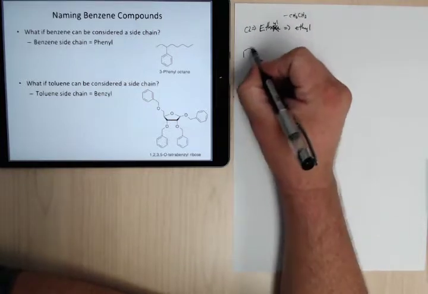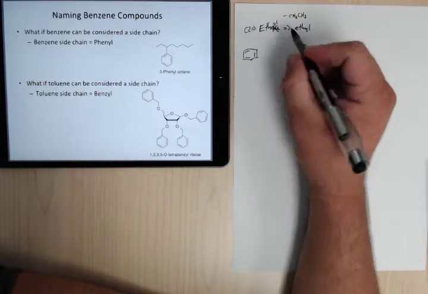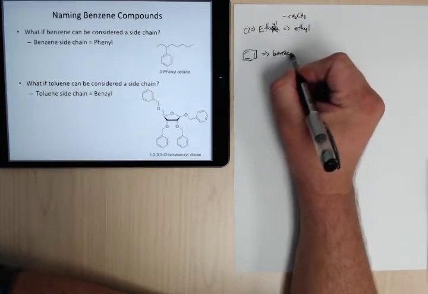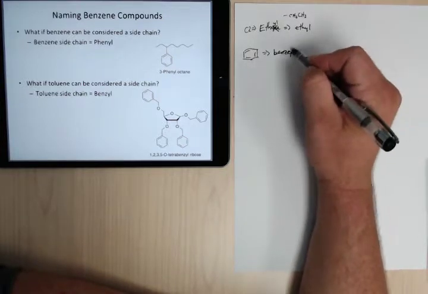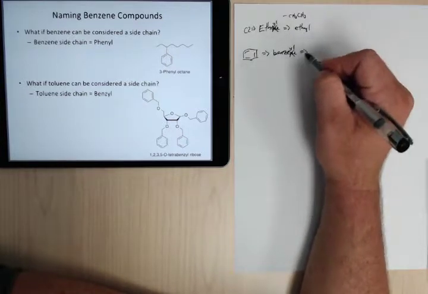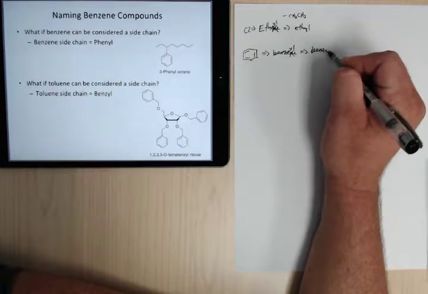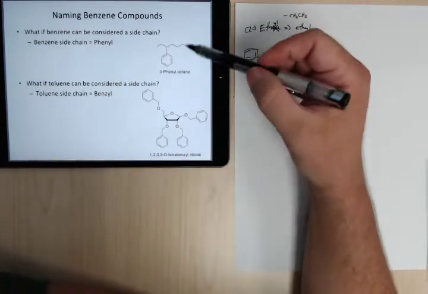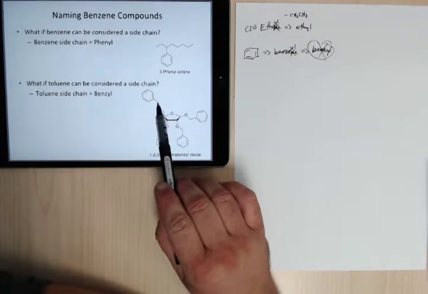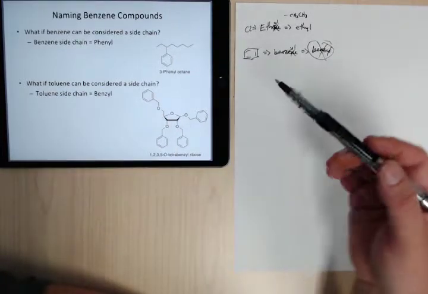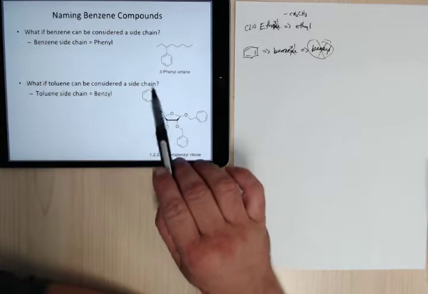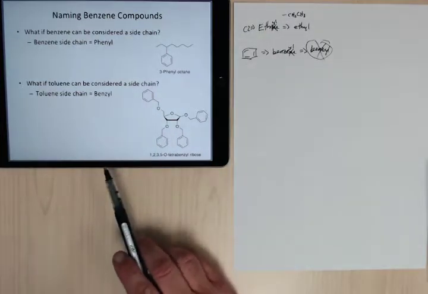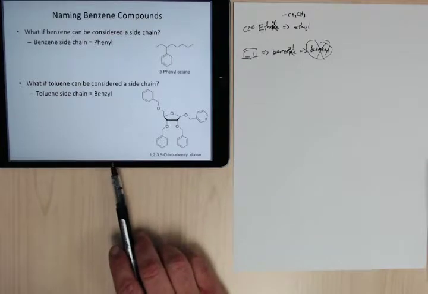So if we had this as a side chain, it's benzene. Well, you take off the suffix and add -yl, so you would think it'd be benzyl. Well, it's not. It turns out benzyl actually has a CH2 in between the main chain and the benzene. It's a historical quirk from when they were originally studying these.